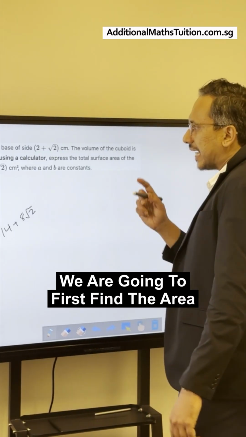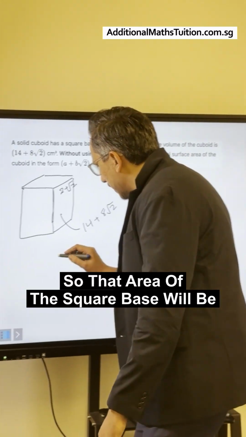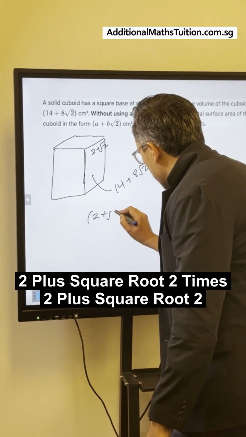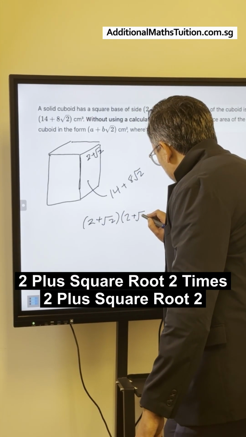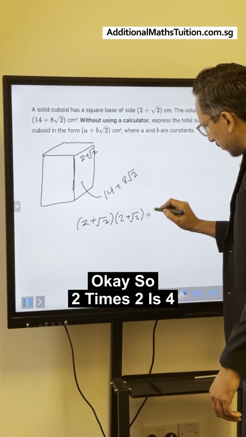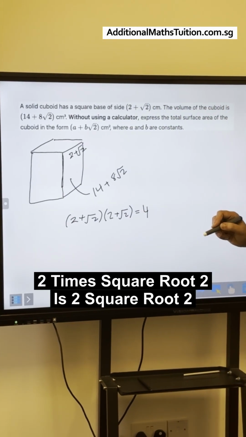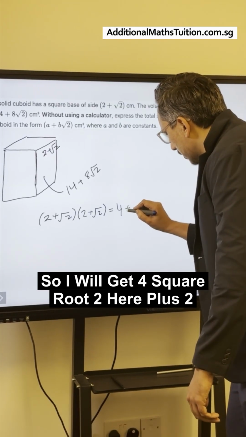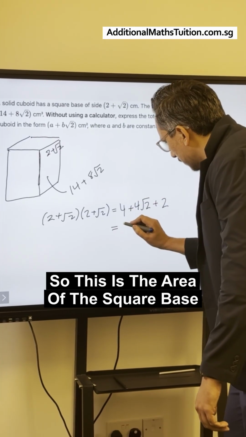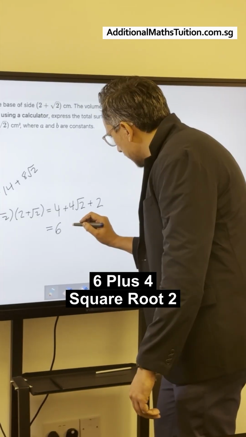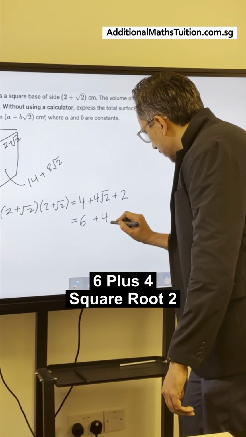So we're going to first find the area of that square base. So that area of the square base will be 2 plus square root 2 times 2 plus square root 2. Okay, so 2 times 2 is 4. 2 times square root 2 is 2 square root 2. So I will get 4 square root 2 here plus 2. So this is the area of the square base. 6 plus 4 square root 2.